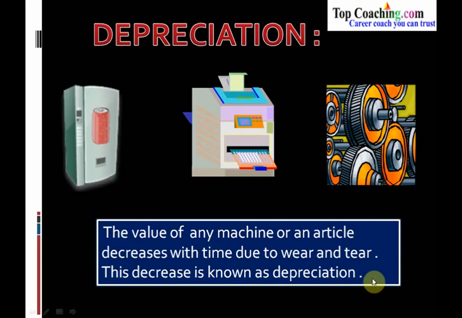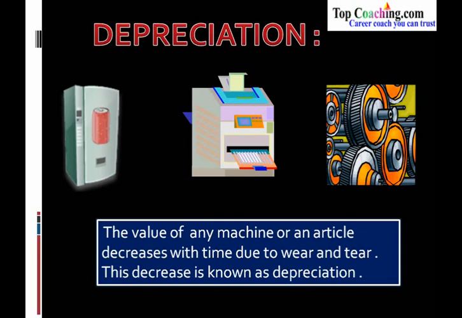Whenever you buy a refrigerator or a car from the market, of course, after 1 year, when you would like to sell it, you would get a lesser amount. For example, if you buy a refrigerator at 10,000 rupees today, after 1 year or after 2 years, you won't be able to sell it at 10,000 rupees. Its value would depreciate, and you might have to sell it at 7,000 or 8,000 rupees.